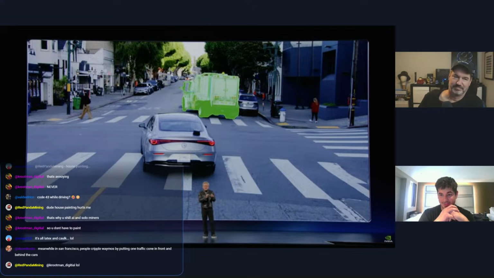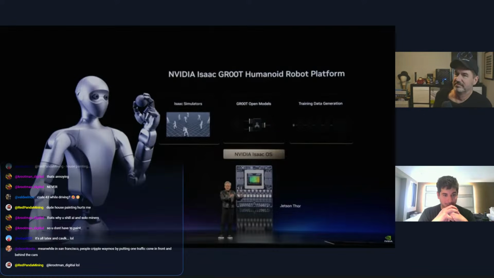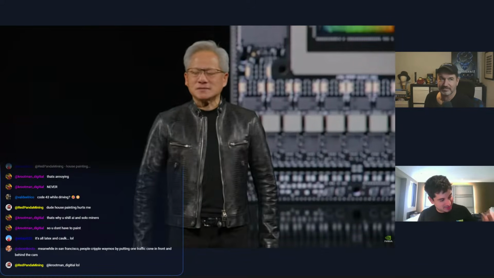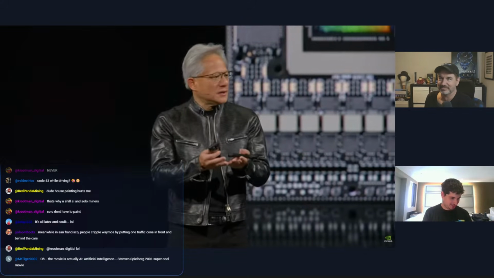The technology that we've created also applies to humanoids. Of course, there are many new breakthroughs that have to happen. The Nvidia Isaac GR00T is our humanoid robotic stack: model, data generation, simulation, the runtime, including the robot operating system. Another GR00T platform, the robot.